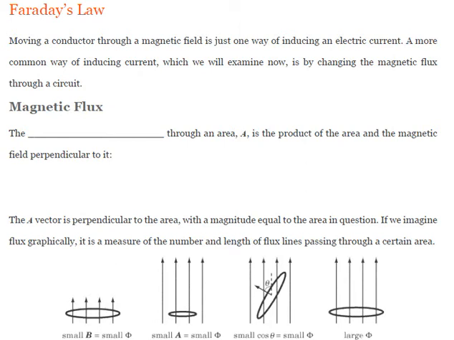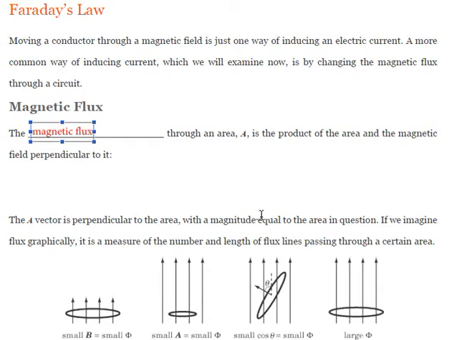So in the last video, we looked at what happens when you move a conductor through a magnetic field and how it induces an electric current. That's only one way that you can do it, and there's actually a more common way of inducing a current that we're going to look at in this video, and that is by changing the magnetic flux through a circuit. So what is magnetic flux?